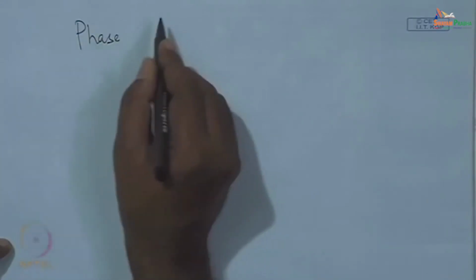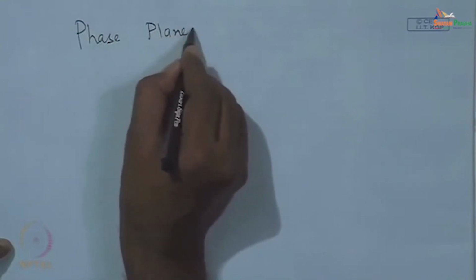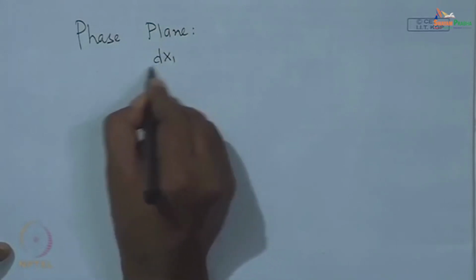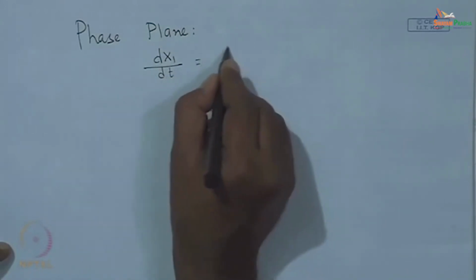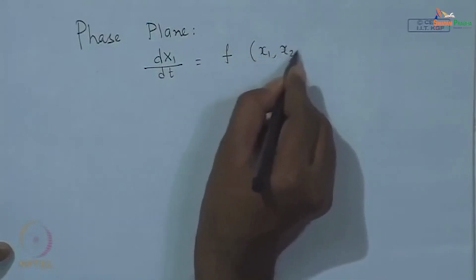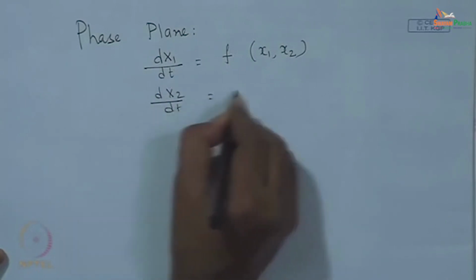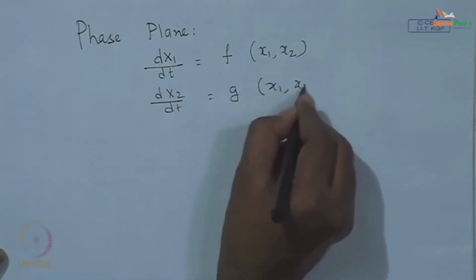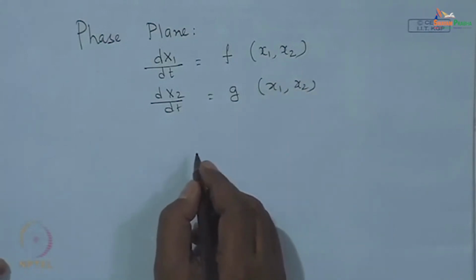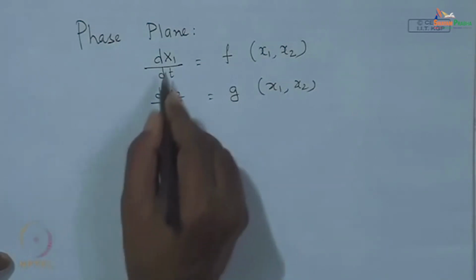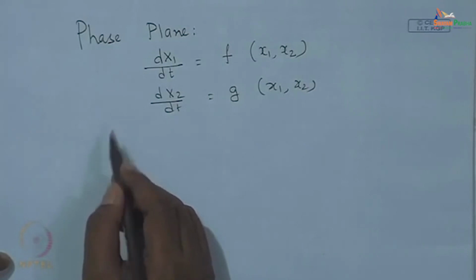Next, all these phenomena can be properly explained if we talk about a phase plane plot. So, let us look into the phase plane plot. First, let us define what a phase plane is. Suppose any system is defined by two ordinary differential equations: dx1/dt is a function of x1 and x2, where x1 and x2 are the state variables, and dx2/dt is equal to g of x1 and x2. Then the plane where the system behavior evolves dynamically, the variation of x1 and x2, is called a phase plane plot.